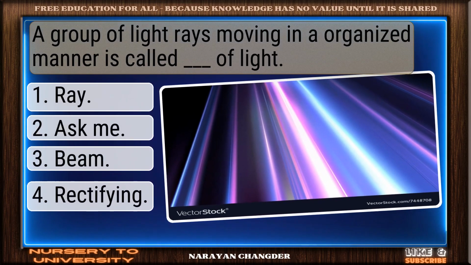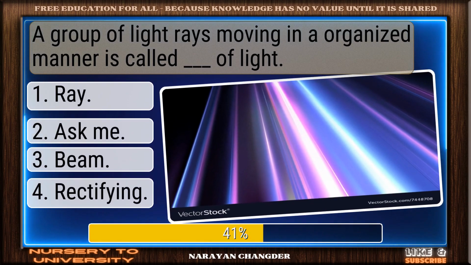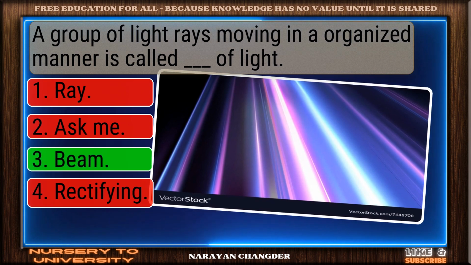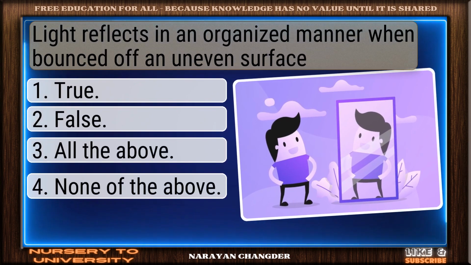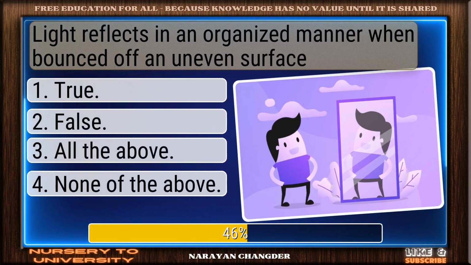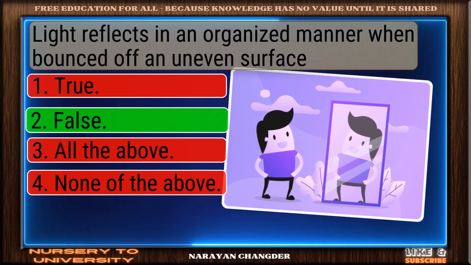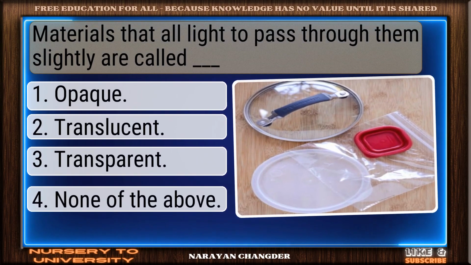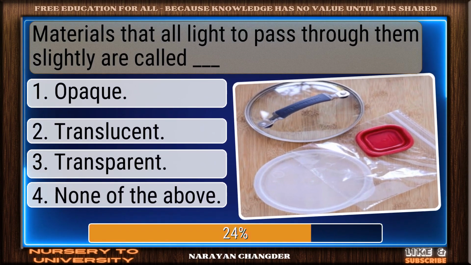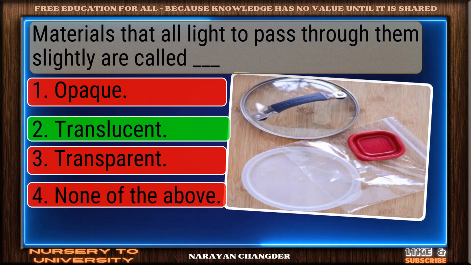A group of light rays moving in an organized manner is called dash of light. Good thinking. Beam is the right answer. Light reflects in an organized manner when bounced off an uneven surface. Smart pick. False is the correct choice. Materials that allow light to pass through them slightly are called dash. Perfect. Translucent is the correct choice.